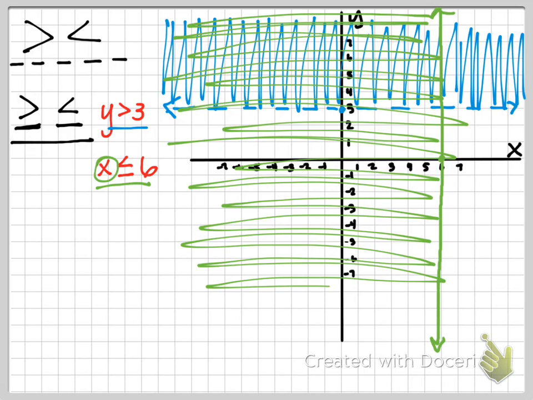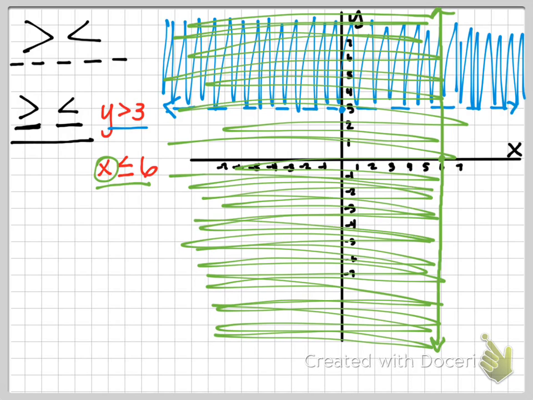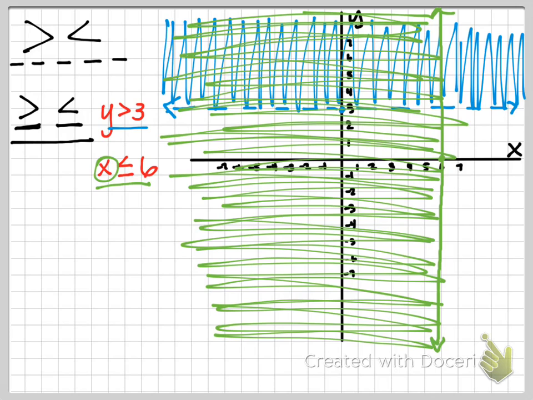And what they're doing here, the whole reason why you're doing this, is they're looking for that section that's going to be a solution to both inequalities, which is right here. This section right here is going to be all the numbers that are a solution to both inequalities, because they're shaded in both places.